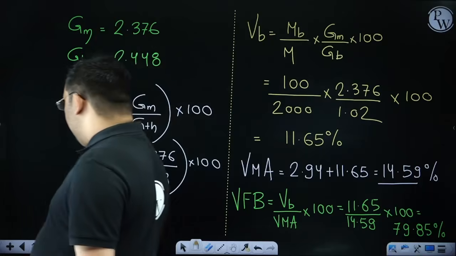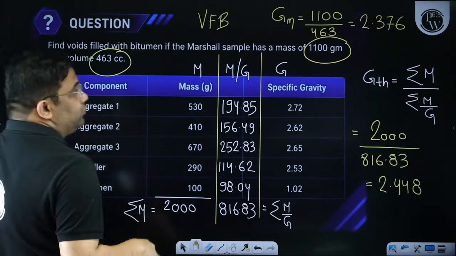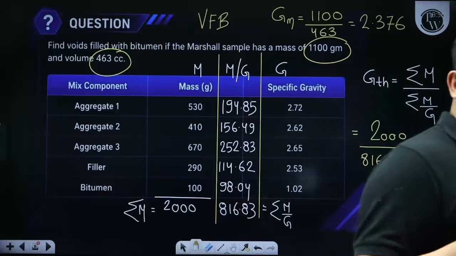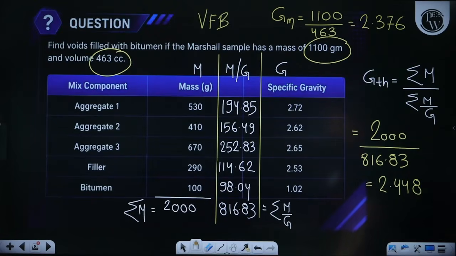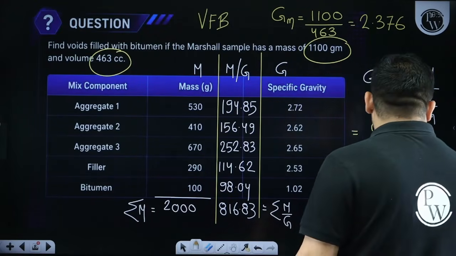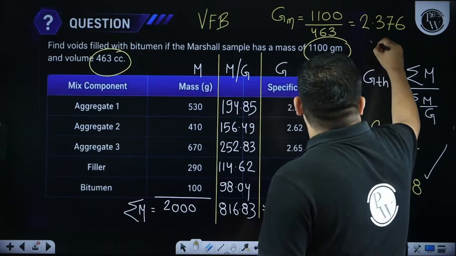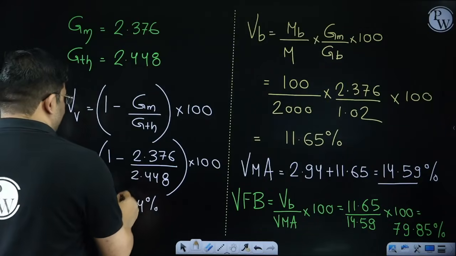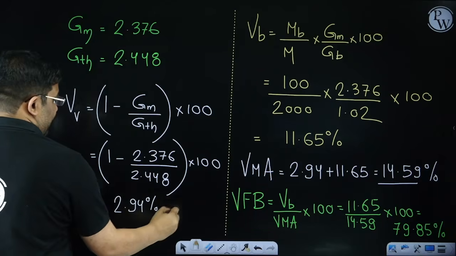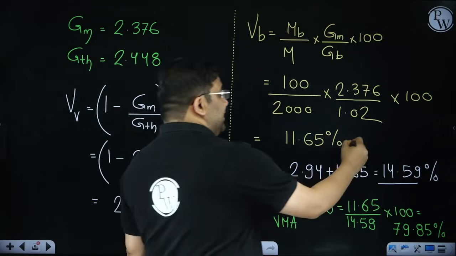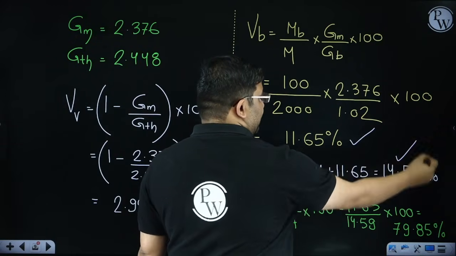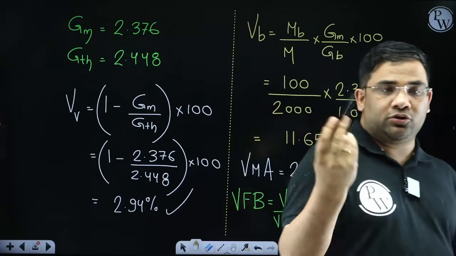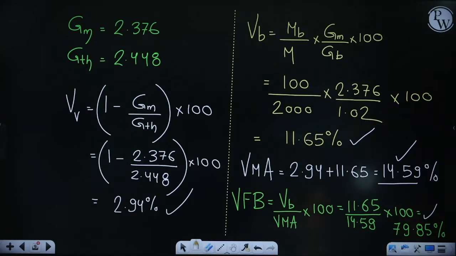Actually, this is not a single question. There are many questions in it. Here we also solved the theoretical specific gravity. They can ask you to find the theoretical specific gravity, the actual or bulk specific gravity, the air voids, the percentage bitumen, total voids, or the voids filled with bitumen. So in a single question, we actually solved 5-6 questions, right? Now this question we solved.